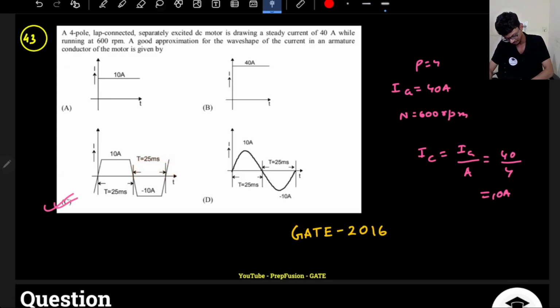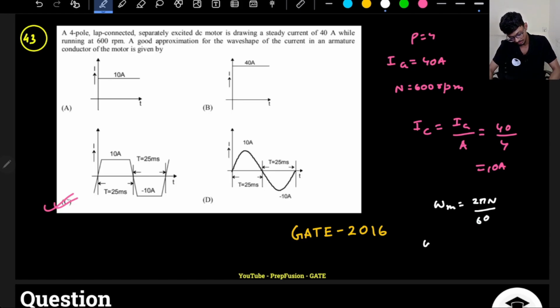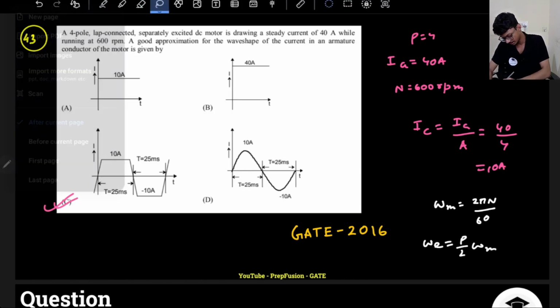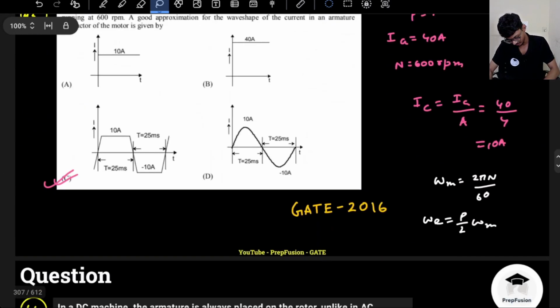Can I find out the time period from here? Yes, you can. They have given you the speed of the armature. Have they given me the frequency? Frequency I don't know, but I know this formula. My omega mechanical is equal to 2 pi N by 60, correct? And what is my omega electrical? Omega electrical is P by 2 into omega mechanical. I just want to calculate the time period, that's it.